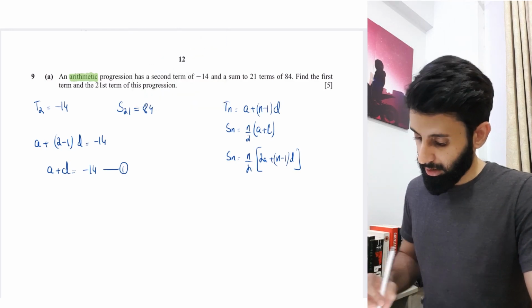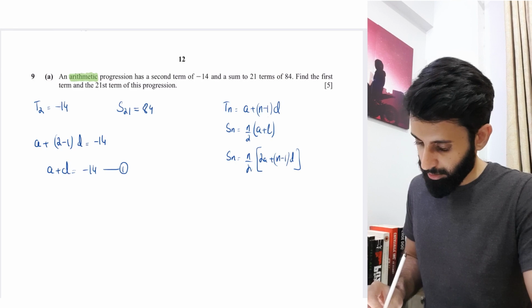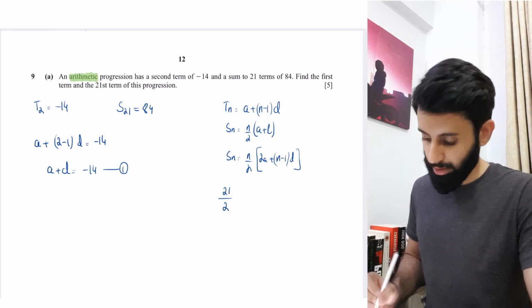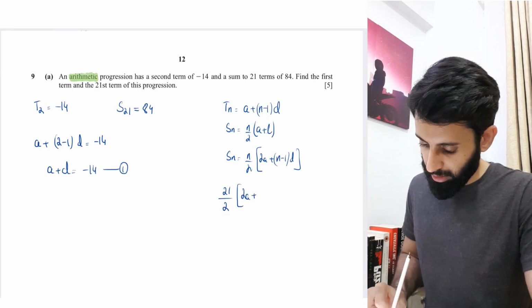Now I'm just going to plug in the values. n is 21 because we have 21 terms, and we don't know a, so we'll leave that as it is.